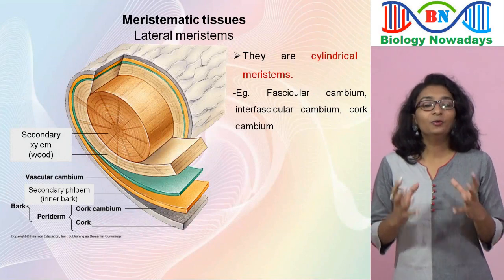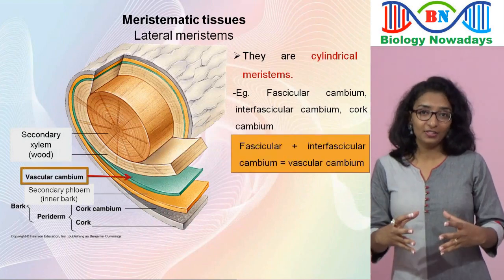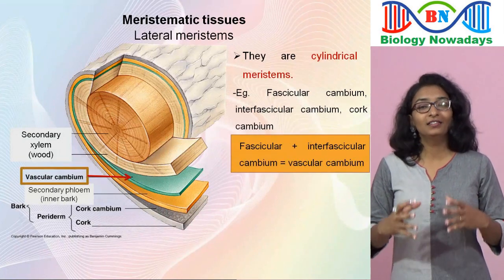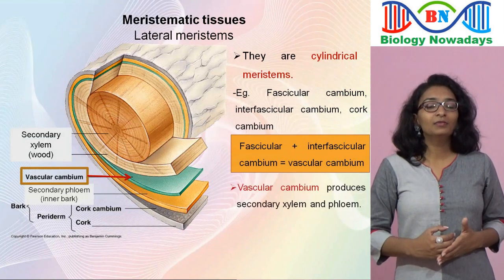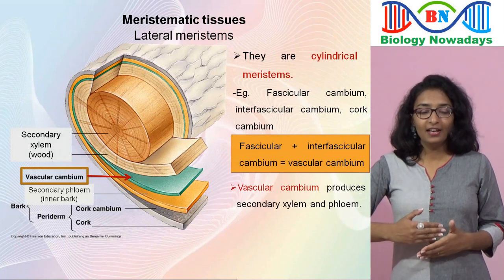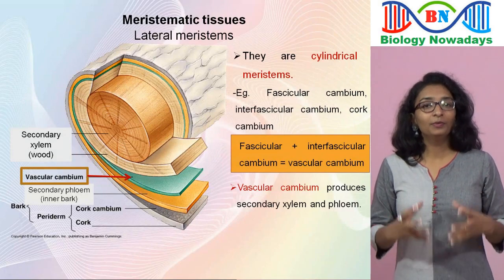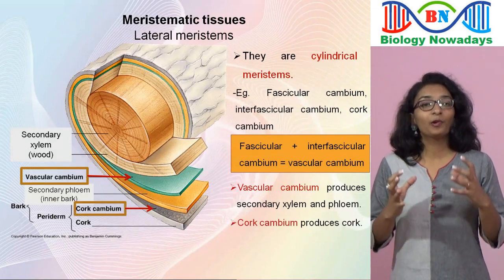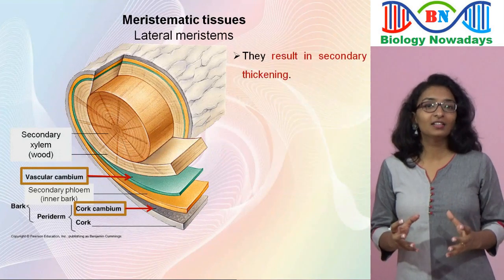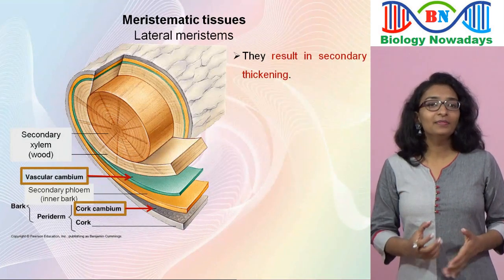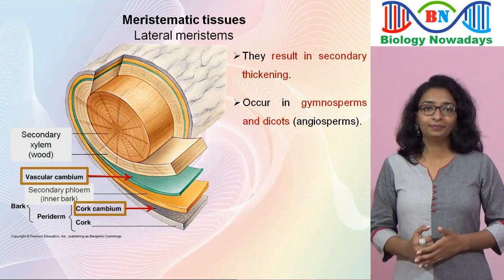During the secondary growth, the fascicular and interfascicular cambium fuse together to form a continuous ring of meristematic tissue called the vascular cambium. The vascular cambium produces secondary xylem or wood towards its inner side and secondary phloem or the inner bark towards its outer side. Cork cambium produces cork, which is a tough protective material. All these will result in the increase in thickness called secondary thickening. Lateral meristems occur in gymnosperms, and among angiosperms it is seen only in dicots.